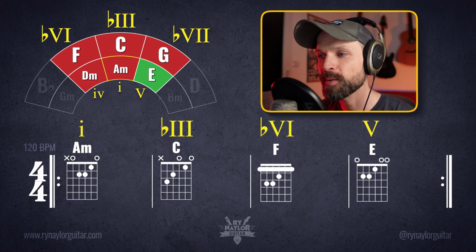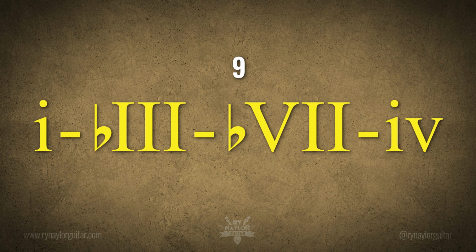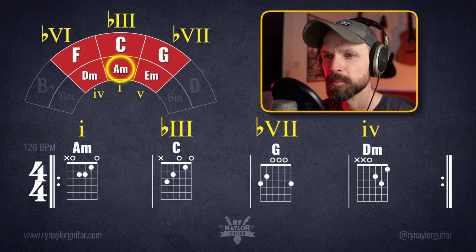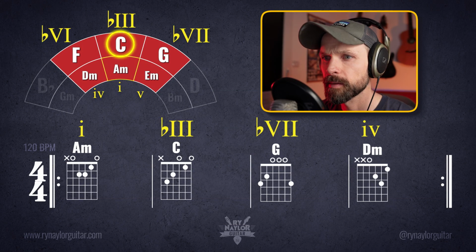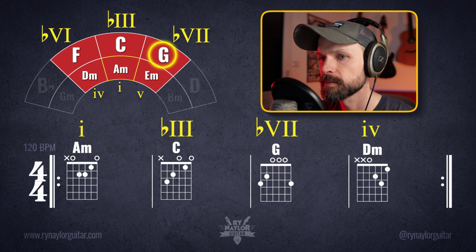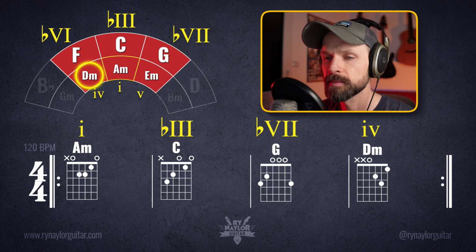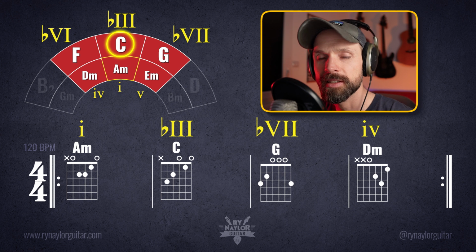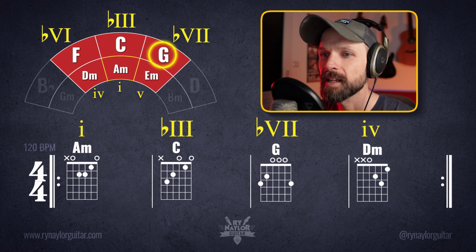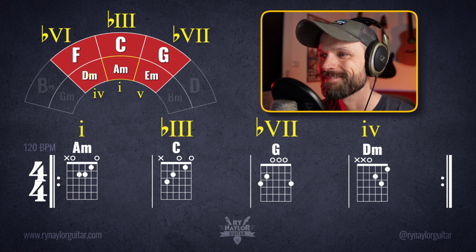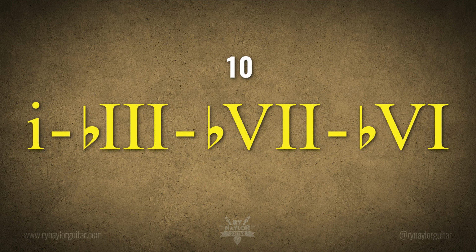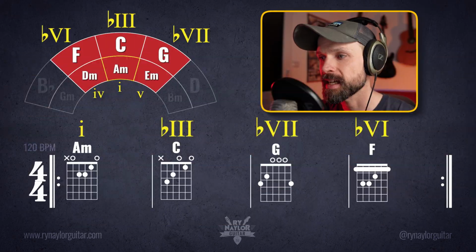A couple more 1, 3s. This time we're going to go 1, 3, 7 with the 1, 3, 7, 4. Just Dance. Lady Gaga's Just Dance, one of my favourite songs of hers, has that progression. And then here is maybe a more common one, a 1, 3, 7, 6. That's A minor, C, G, F. Let's hear that one.